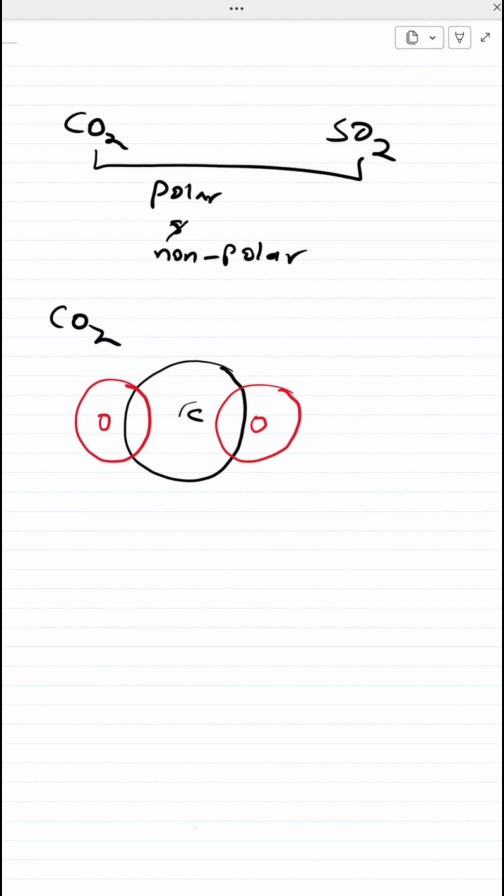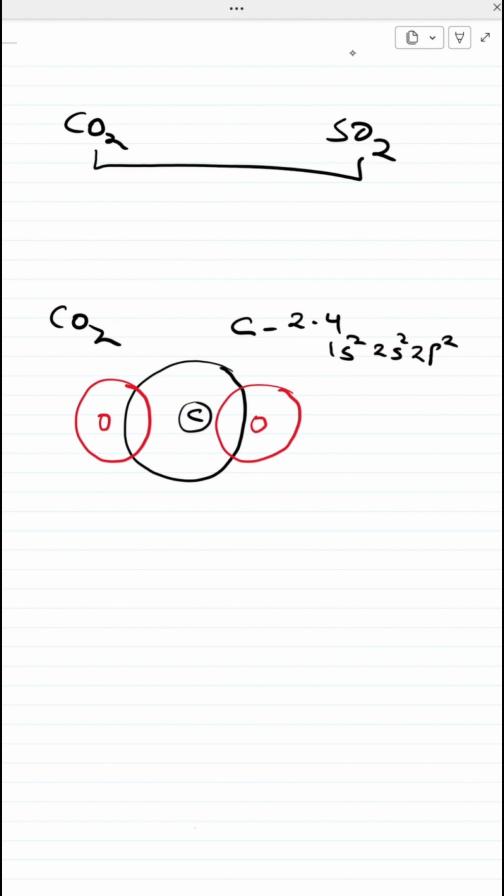So, I will have the two oxygens on both sides of carbon. Now, based on the electronic configuration of carbon, carbon is 2, 4, which is 1s2, 2s2, 2p2. That's the electronic configuration, to be precise. And oxygen is 2, 6 with 1s2, 2s2, 2p4.